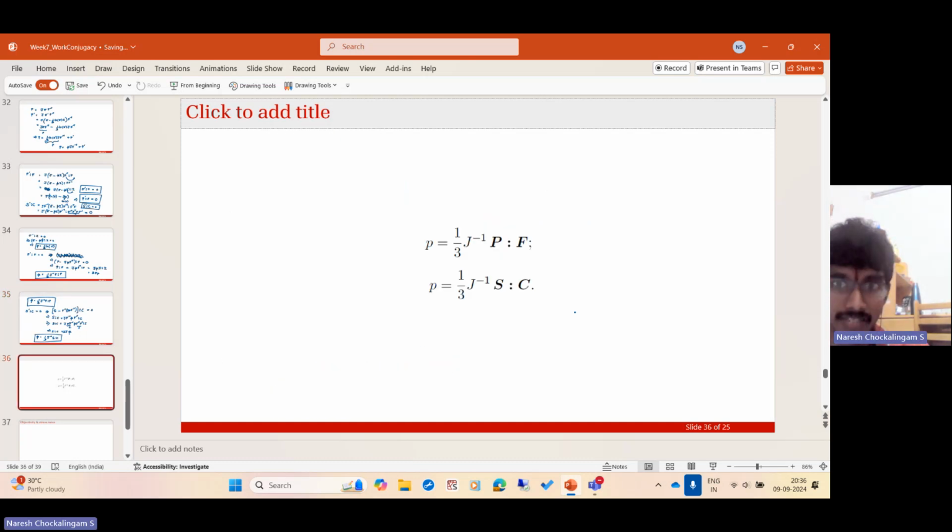So these are precisely the relations here. It's 1 by 3 J inverse S contracted with C, 1 by 3 J inverse P contracted with F, and it's also 1 by 3, there's no J inverse. This is all material descriptions, and in the spatial description, it is 1 by 3 sigma contracted with I. Or it's also 1 by 3 J inverse tau contracted with I.